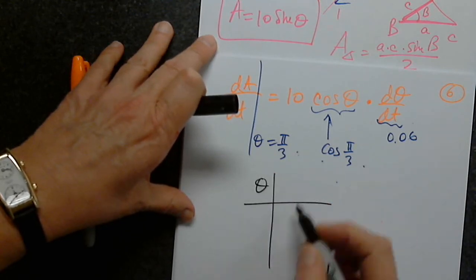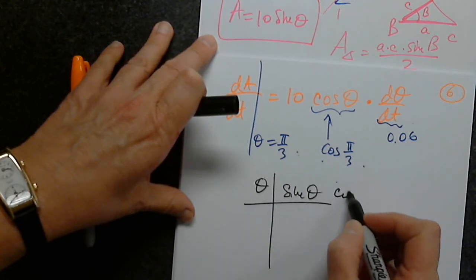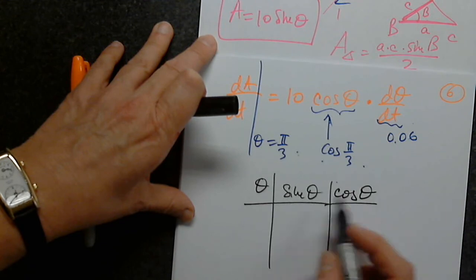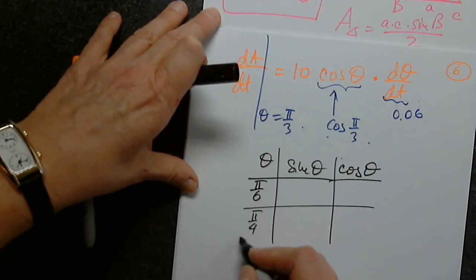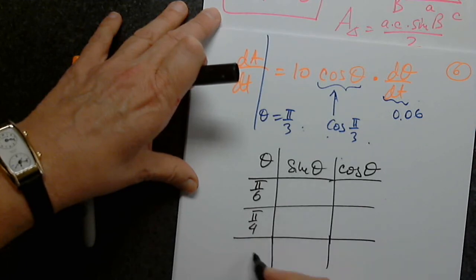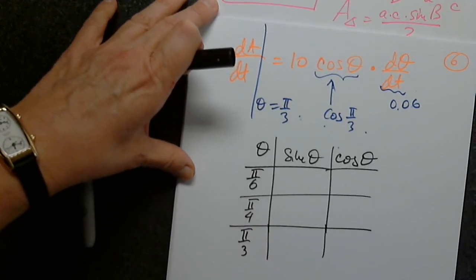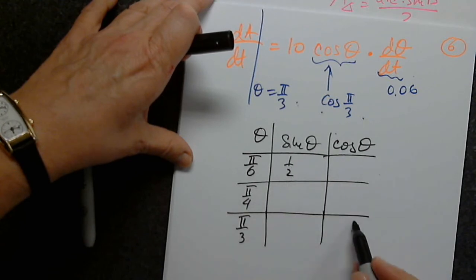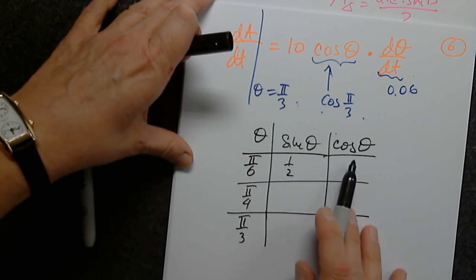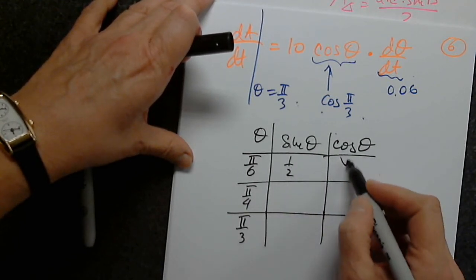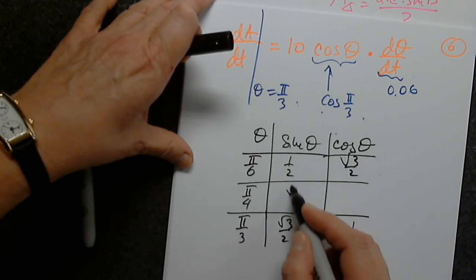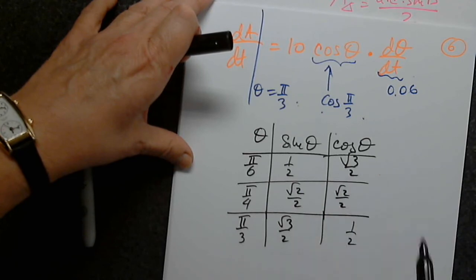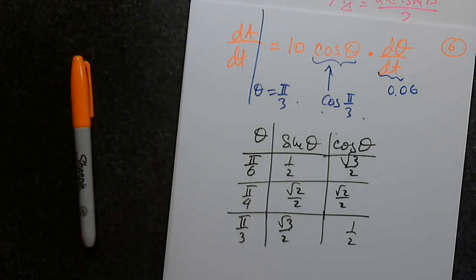So theta, sine theta, cosine theta. Pi over 6 is the smallest. The next in line, pi over 4, or 45 degrees. And the very last one is pi over 3. 1/2, 1/2. So cosine pi over 3 is 1/2. Square root of 3 over 2, the square root of 3 over 2. And this is the only one that has the same. So the bottom angle cosine is 1/2.